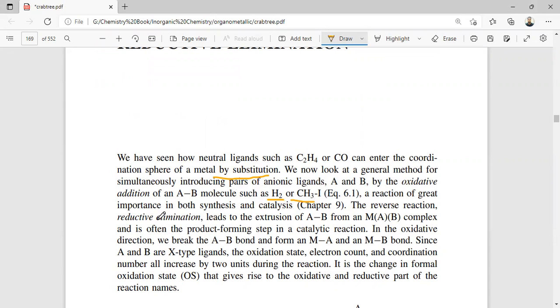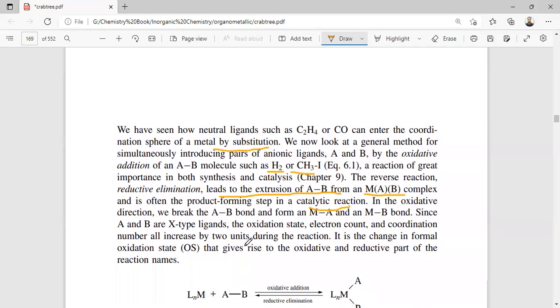The reverse reaction is reductive elimination, which leads to the extrusion of A-B from the metal A-B complex, and it is often the product-forming step in the catalytic reaction. So in the oxidative direction, we break the A-B bond and form metal-A and metal-B bonds, since A and B are the X ligands. And the oxidation state and electron count are all increased by 2 units in the reaction.